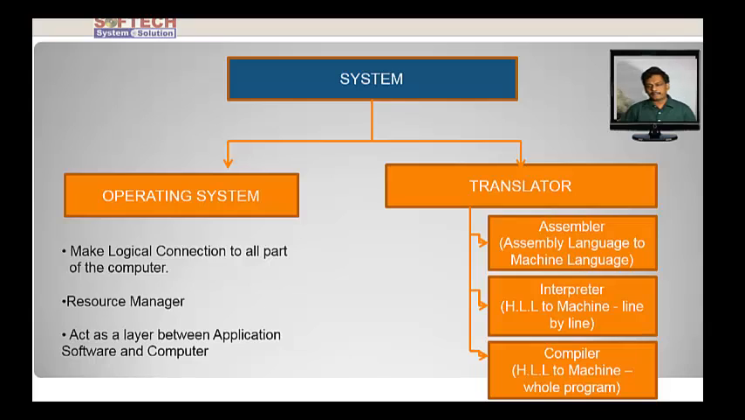But interpreter and compiler both translate the high level language into machine language, but the translation speed varies. The translation speed of interpreter is low because it translates line by line. The translation speed of compiler is high because it translates the whole program.